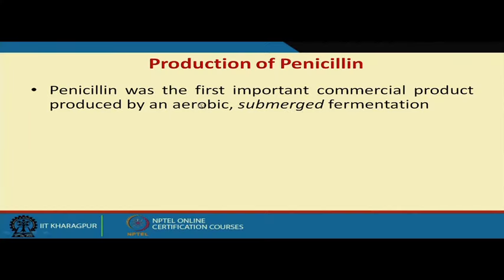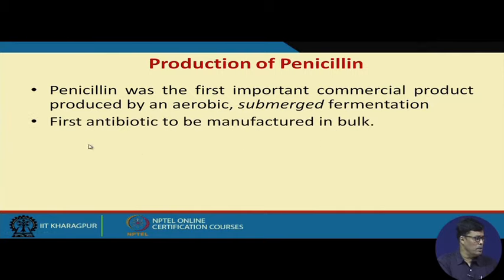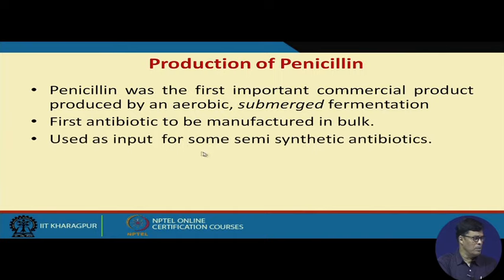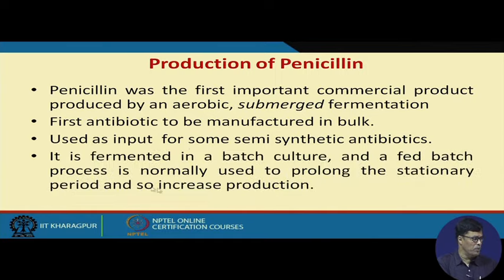Now, penicillin was the first important commercial product produced by aerobic submerged fermentation process. It was the first antibiotic to be manufactured in bulk and used as input for some of the semi-synthetic antibiotics I mentioned before. It is fermented in a batch culture. A fed-batch process is normally used to prolong the stationary phase and so increase the production.